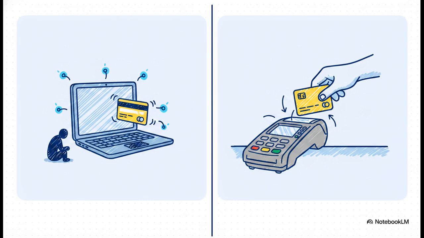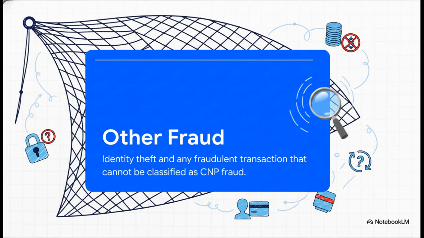Isolating these two specific things really helps viewers and investors understand exactly what kind of attacks the institution is actually failing to prevent. And, of course, the standard includes a catch-all bucket literally labeled other fraud, because they want to ensure absolutely nothing slips through the cracks. It specifically requires tracking the financial losses due to identity theft, along with any other fraudulent transaction that just doesn't fit neatly into the card not present category.